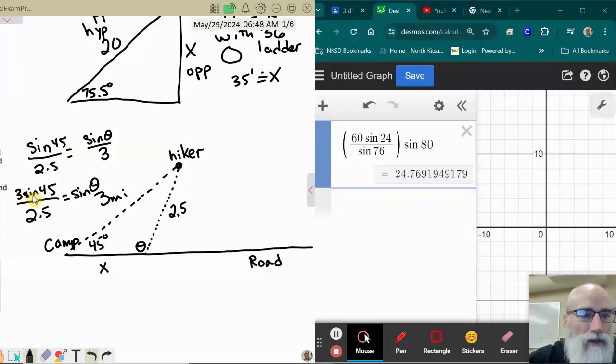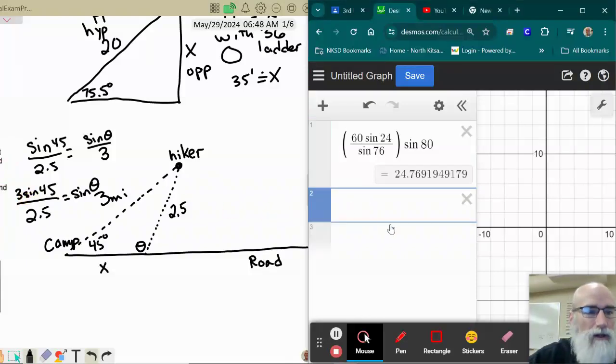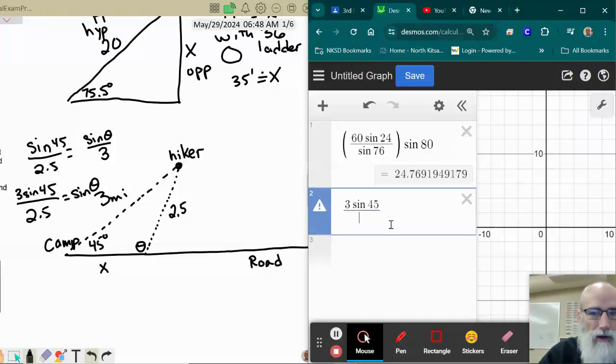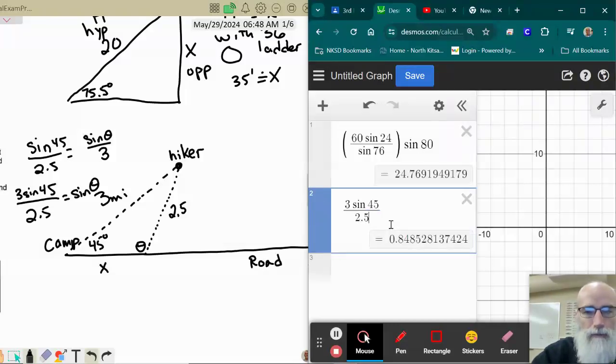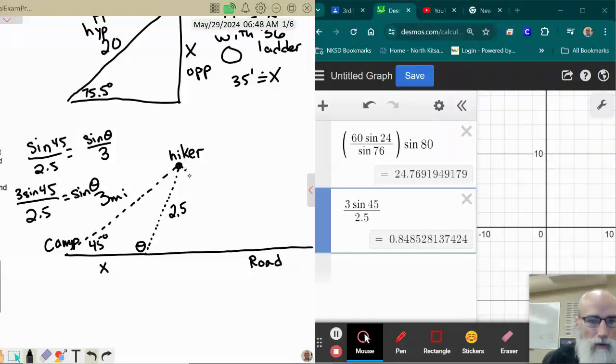So I want 3 sine 45 right here. I want fraction 3 sine 45, and down in the denominator I want 2.5. And because this number comes out to be less than 1, we have a 2 triangle situation. So maybe in your drawing, just to help you out, you draw in the other side over here, and you say, hey, you know what, I'm first going to find this angle. Let's call it beta. And then I'll find theta over there.